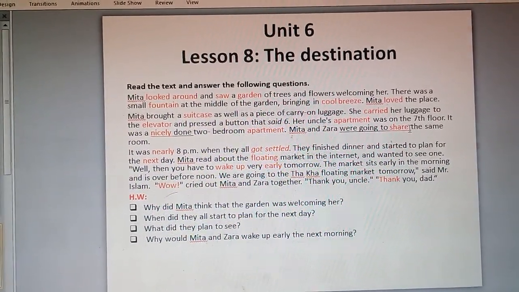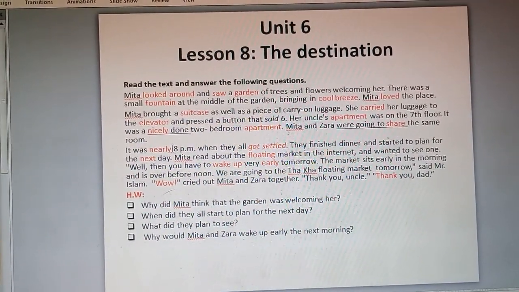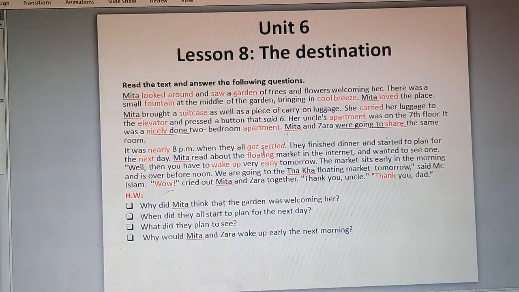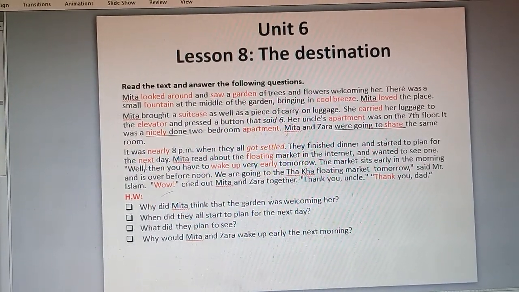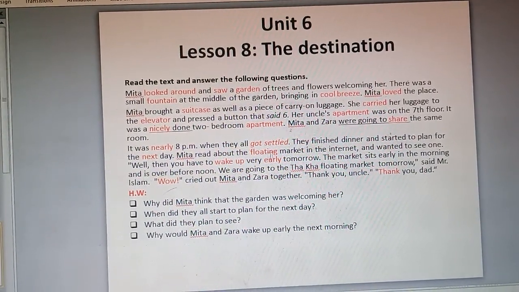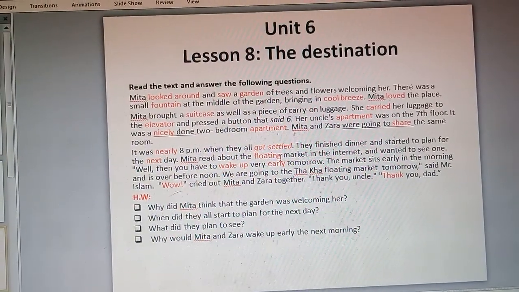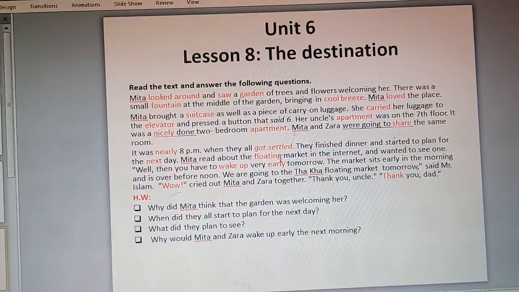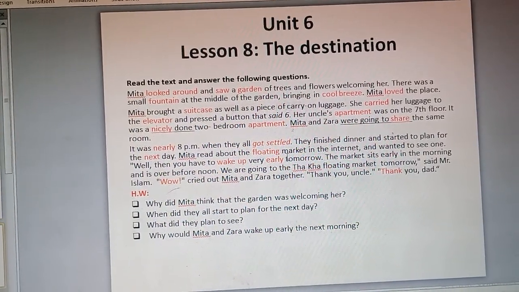Share, it can be replaced by split. Nearly, it can be replaced by almost. Got settled, it can be replaced by prepared. And then next can be replaced by upcoming or then. Floating, it can be replaced by buoyant, B-U-O-Y-A-N-T. Then wake up, it can be replaced by get up.